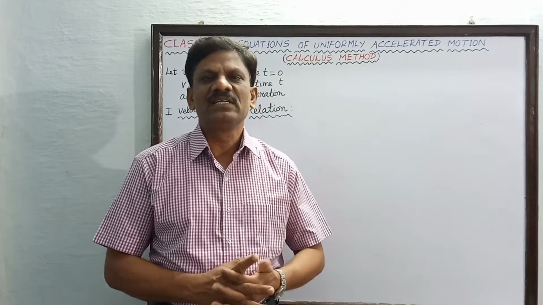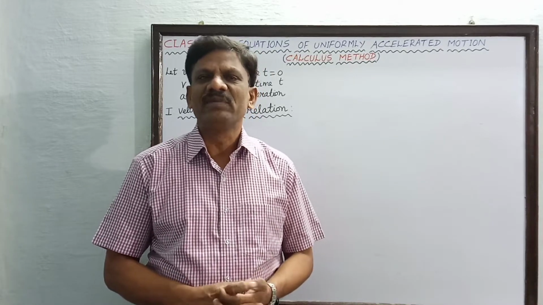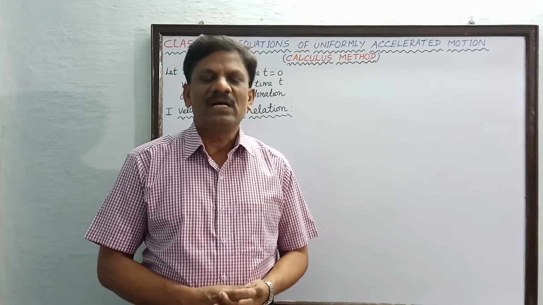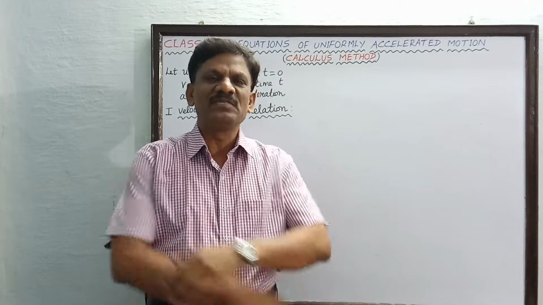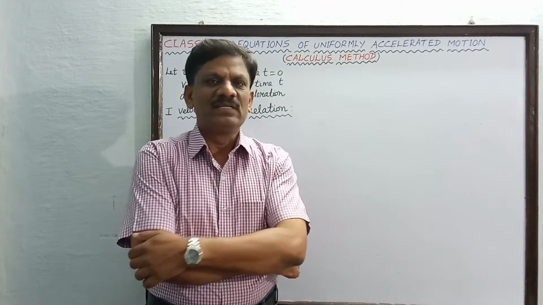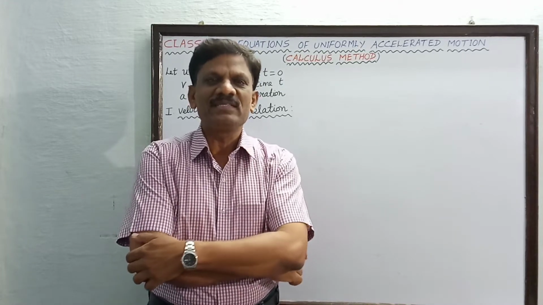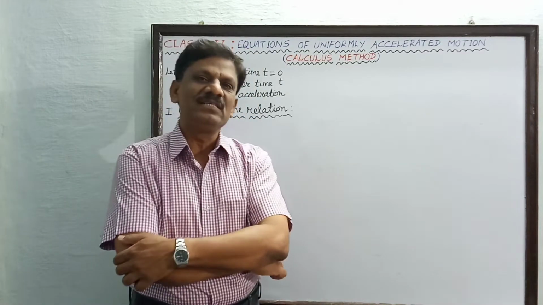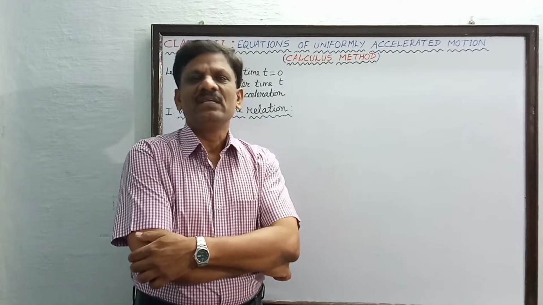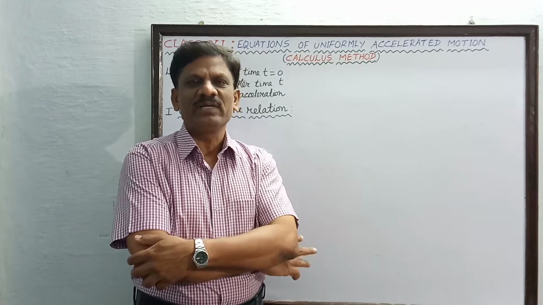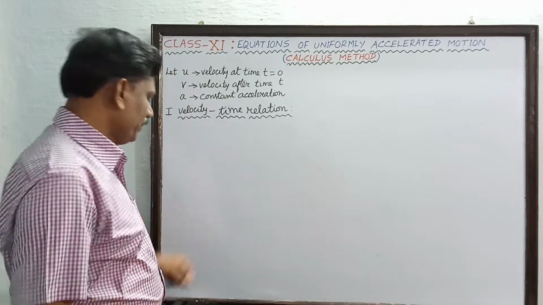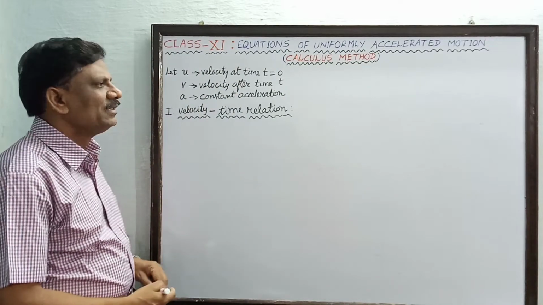The first equation is called what? Velocity time relation, that is v equal to u plus at. And the second equation is called the displacement versus time relation, that is given by s equal to ut plus half at square. And the third equation is the velocity displacement relation, that is v square equal to u square plus 2as. So that we are going to derive by the integration method.